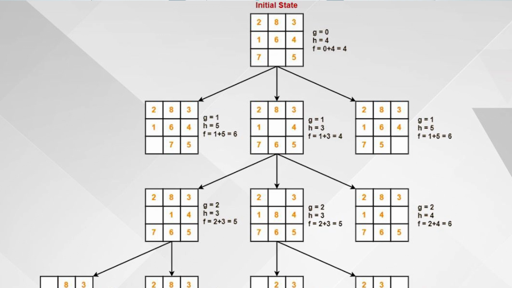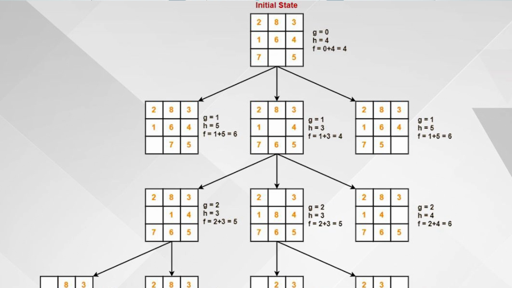So, after getting all the F values, we will go with the minimum value. Our minimum value is 4. So, we expand that node. In this way we have 3 successors. So, we have 2, 8, 3 blank 1, 4, 7, 6, 5. Here G is equal to 2, H is equal to 3.